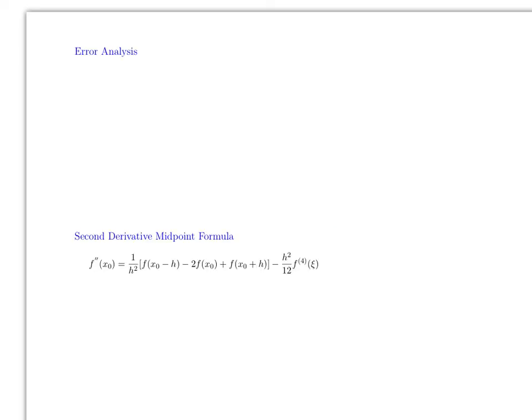So we're gonna focus specifically on the midpoint formula, which means you can do this for any of the 10 formulas that are in this section. Remember that f prime of x 0 was equal to 1 over 2h, times f of x 0 plus h minus f of x 0 minus h, minus 1/6 h squared f triple prime of some xi.